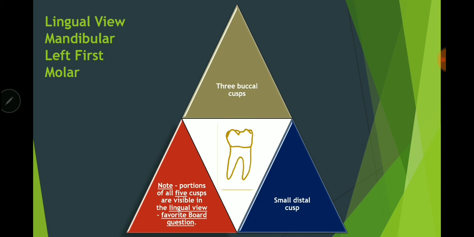The lingual view of the mandibular first molar. So in the lingual view, you can see three buccal cusps. Okay, so you can see three buccal cusps in the lingual view. You have this one here, you have this one here, and you have this one. Okay, so you can see all 5 cusps in the lingual view, which is the favorite board question.